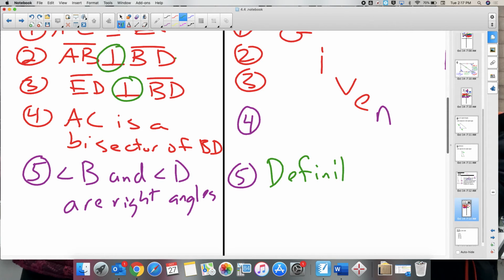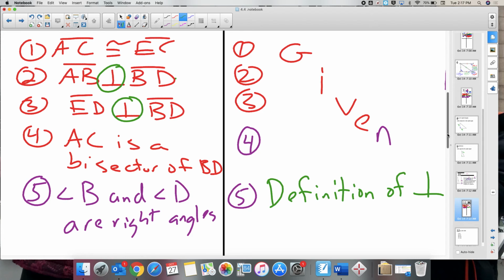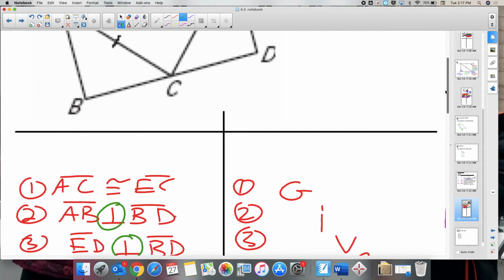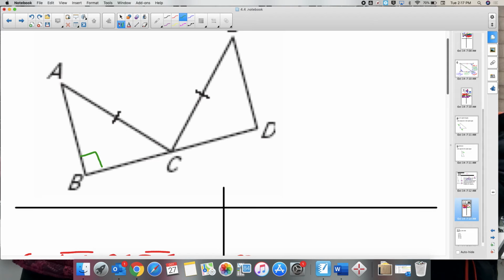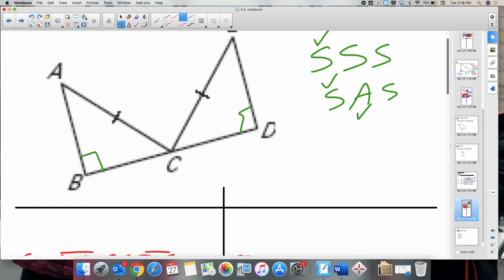Typically when it is a word that tells us it has to be true, we say it's the definition of whatever that word was. So I'm going to go up and put these right angles up here. B and D are going to be right angles. Now, for side, side, side, we have one set of sides, but we don't have any others. For side, angle, side, we do have one of the sides, and we do have a set of angles being congruent with B and D. I don't have my other side, however.